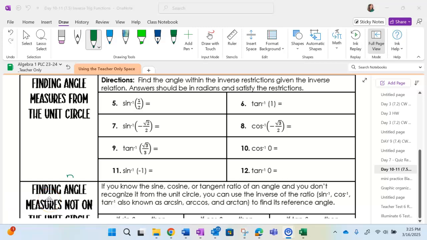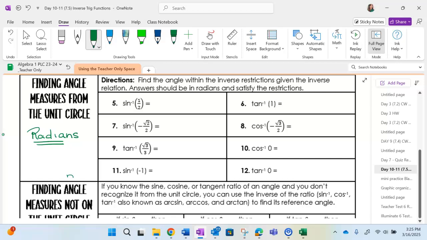All right, this is Unit 7, Day 10. This is the second part where we are now finding angle measures from the unit circle. Okay, so now we're trying to find angles and we want this to be in radians. Radians means pi's got to be in there.